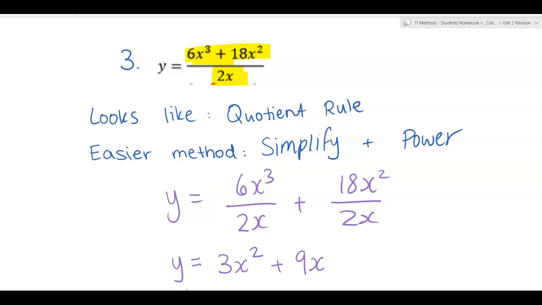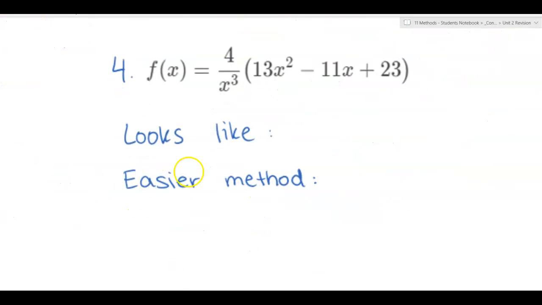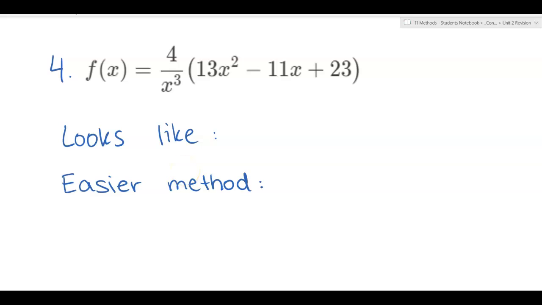Is there a constant there? Okay, no. Can I divide this fraction into pieces and simplify? Oh yeah, I can. That's a lot easier, so I'm going to do that method. All right, three to go, but they're similar. Okay, what does this one look like?